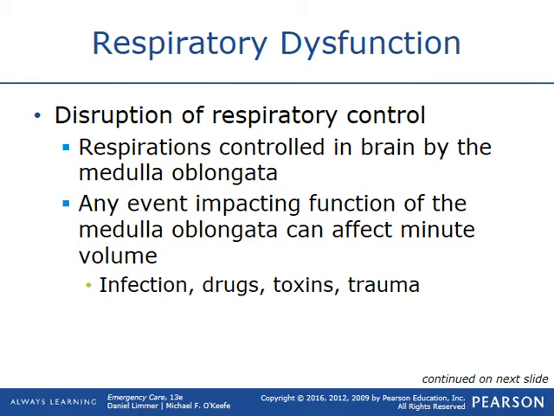So any disruption of respiratory control, which is controlled by the portion of the brain called the medulla oblongata, and even further in the medulla oblongata you've got the pons, which control your respiratory rate. Any event impacting the function of the medulla oblongata or the pons can affect your minute volume. Any sort of infection, the introduction of drugs, toxins, or trauma.